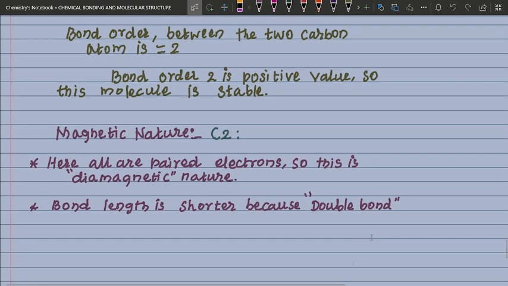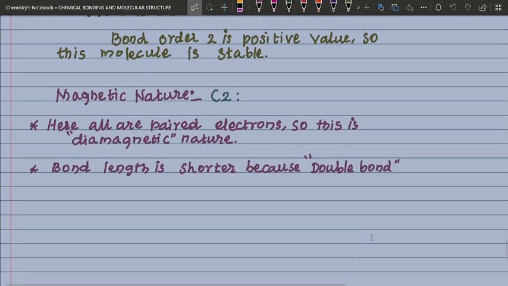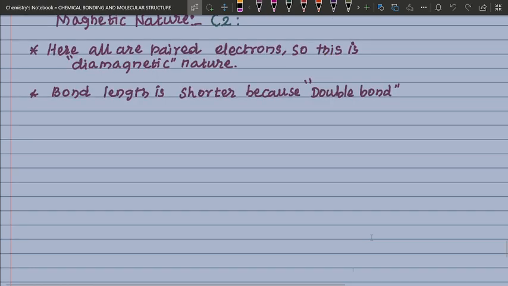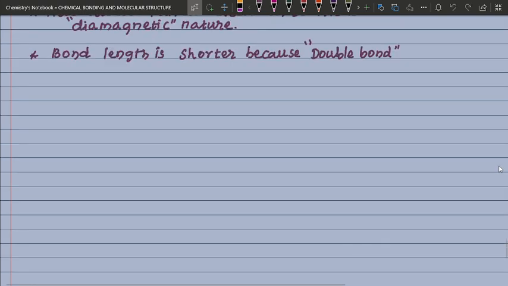Next, the magnetic character or nature of the C2 molecule. Here all are paired electrons. This is diamagnetic nature. Bond length is shorter because of the double bond, but less shorter than a triple bond. A triple bond will be very short. A single bond is longer, a double bond is shorter, a triple bond is very short. Please keep it in mind.